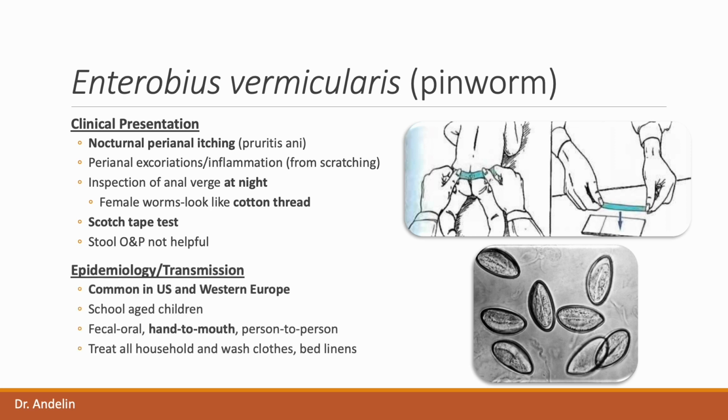Pinworms are present in both temperate and tropical climates, and in fact is the most common helminthic infection in the United States and in Western Europe. While the other helminthic infections are much more likely to be seen in travelers or migrants from other countries, you're very likely to see pinworms in patients in the United States without a history of travel. As we mentioned before, it's common in school-age children.